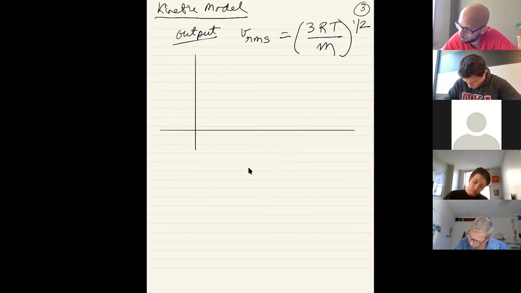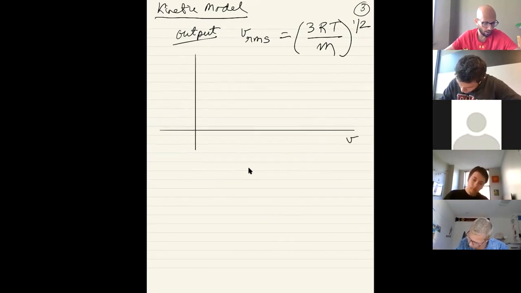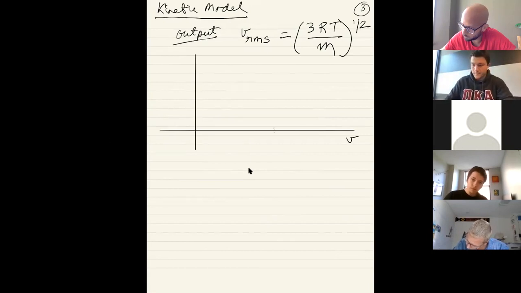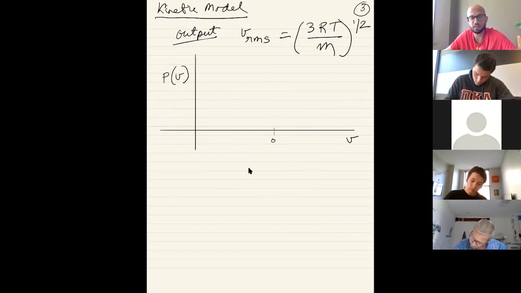So let's say we have a velocity v, and this actually could be positive or negative. So my 0 is over here. I expect this corresponds to some negative value, but it's just a qualitative graph. And we are talking about the probability of observing a gas molecule with a certain velocity v. How is this going to look?